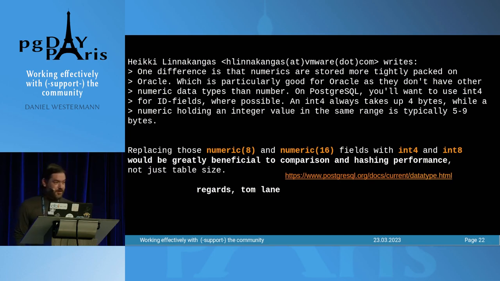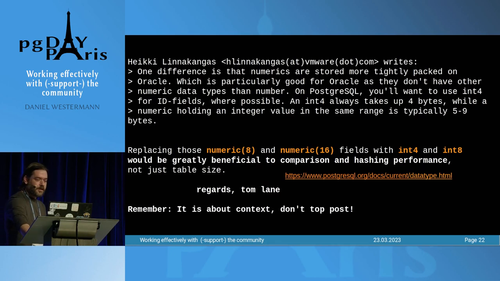no one knew me in the community at that time. It can happen that you get an answer from Tom Lane. And Tom, how do you want to describe him, is one of the core developers. Why do I want to show that here? Don't be shy. The community is really inclusive. So even Tom can give you an answer. Try to do that in a commercial world. Will not work. And remember, don't top post, please.